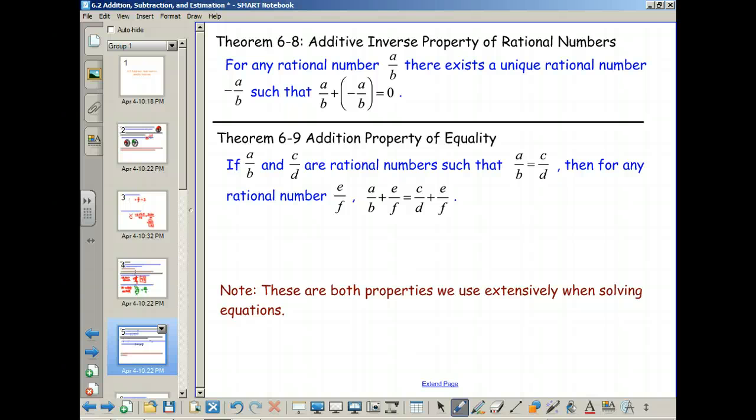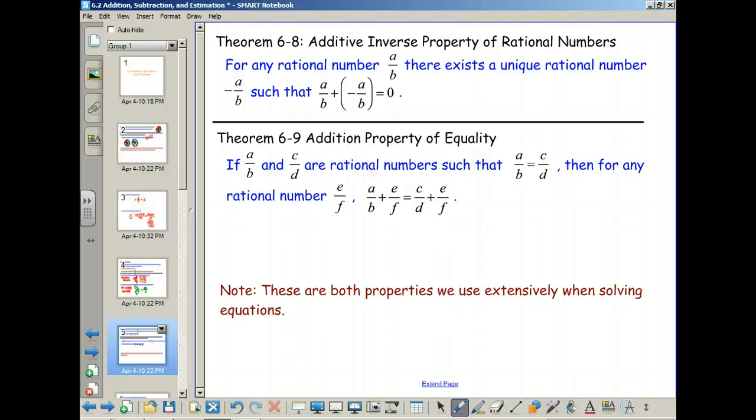All right. There are a couple properties that you've seen, and if you've taken Math 1, you've seen them expressed explicitly in Math 1. The inverse property and the addition property of equality. If you haven't taken Math 1, that's okay. You've seen them used before, whether you've seen them described this way or not.